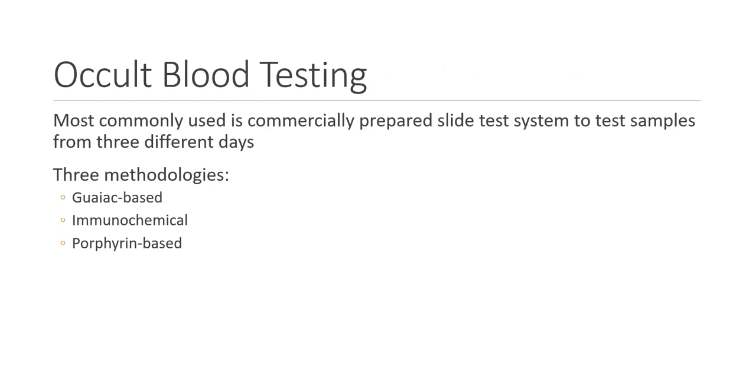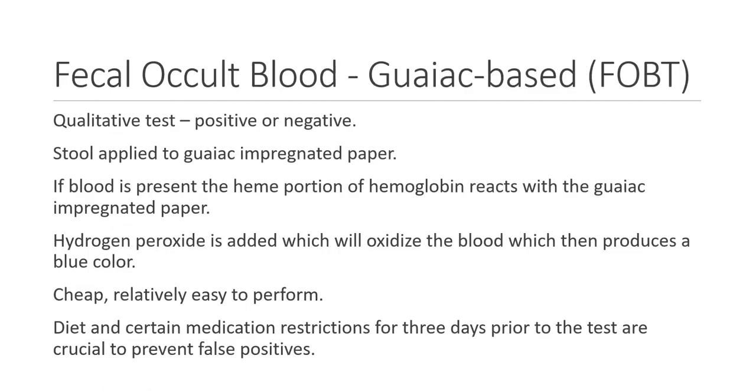The most commonly used occult blood test is a commercially prepared slide system to test samples from 3 different days, and they have to be consecutive days. There are 3 methodologies for testing: the guaiac-based, immunochemical, and porphyrin-based. The fecal occult blood test, FOBT, is the abbreviation.